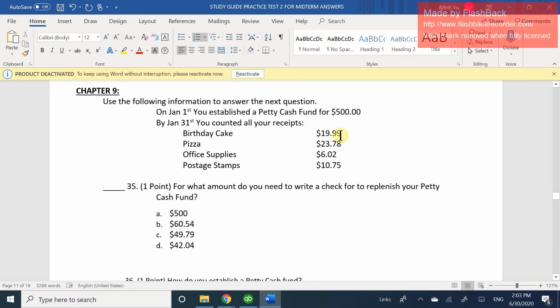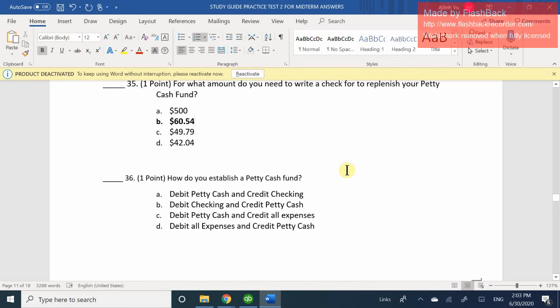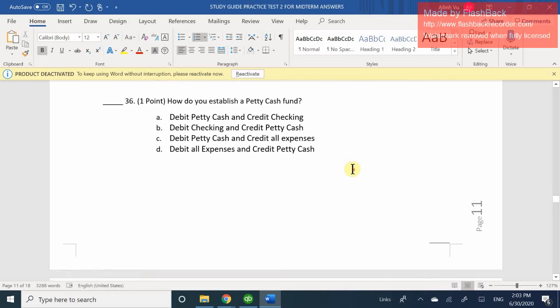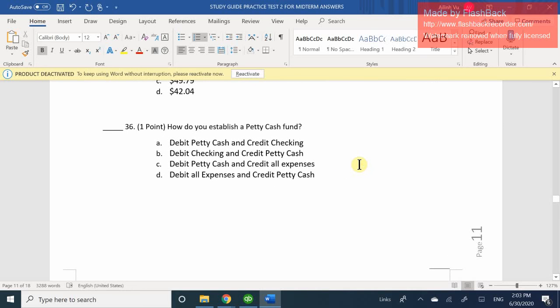Exactly. You add up all these things because this is all the receipts, right? Your receipts are all of this plus whatever remaining cash you have. And you need to reimburse it by putting more cash into the petty cash fund. So you're basically selling your receipts and converting them into cash. And it should be for $50.54. Yes. Okay? Good. Easy peasy. That's all I want you to know in chapter 9.